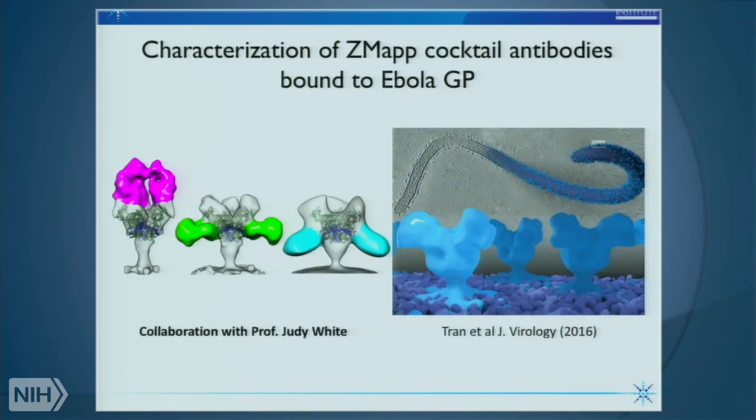In a similar vein, we've been working with Judy White on Ebola, and as many of you know, the ZMapp cocktail has been very effective. Our contribution has been to try and understand where these different antibodies in the ZMapp cocktail bind on the envelope glycoprotein for Ebola, and to discern how these differences might translate into the way in which these viruses enter and infect cells.